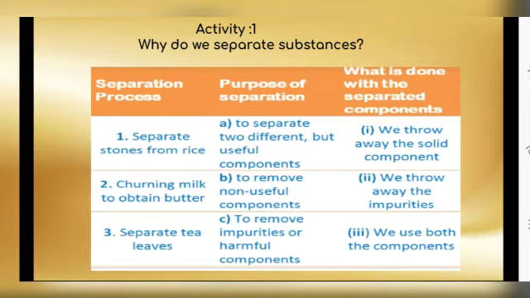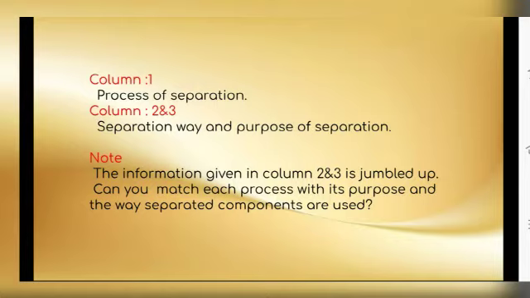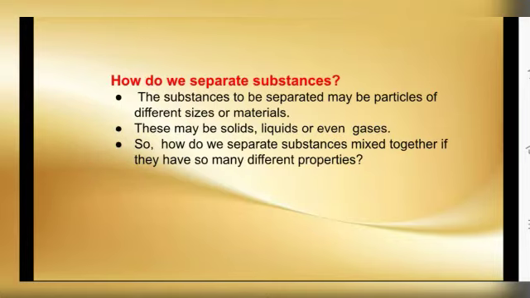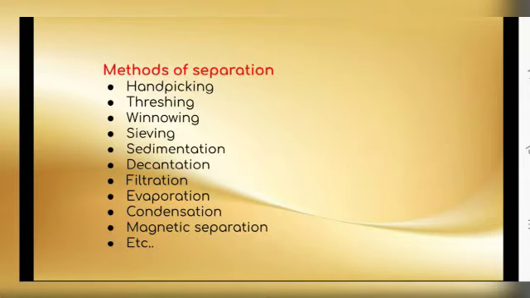In this table, column 1 contains a few processes of separation. The purpose of separation and the way separated components are used are mentioned in columns 2 and 3 respectively. However, the information given in columns 2 and 3 is jumbled up. Can you match each process with its purpose and the way separated components are used?